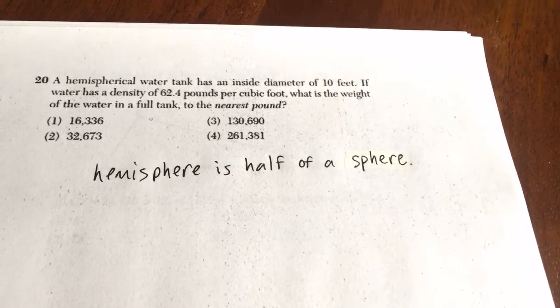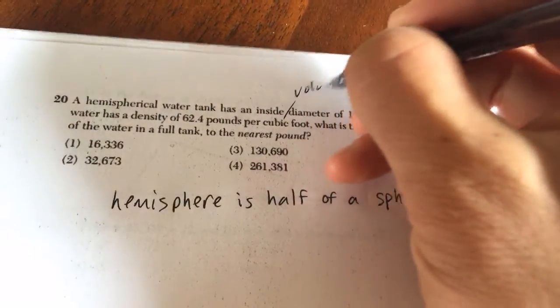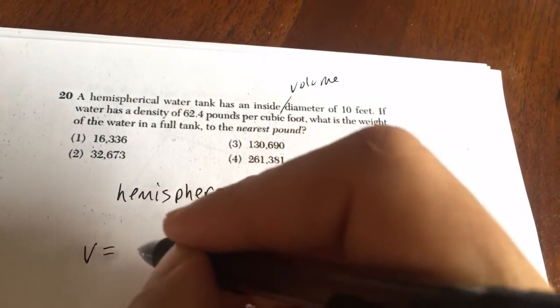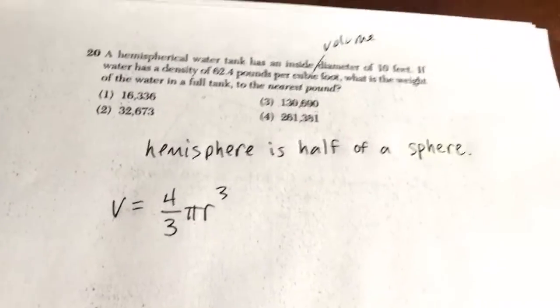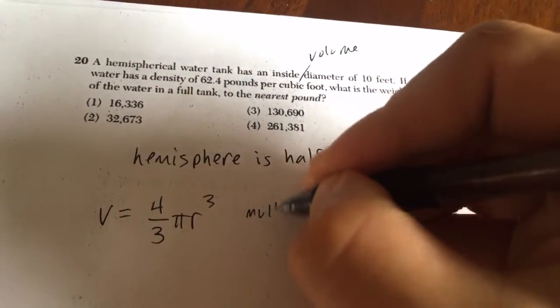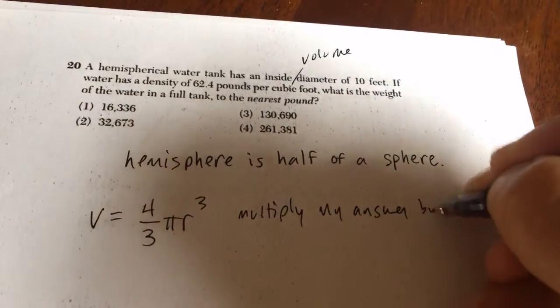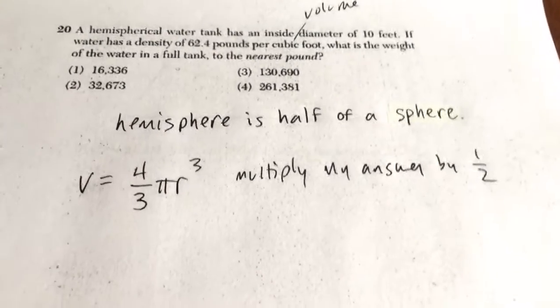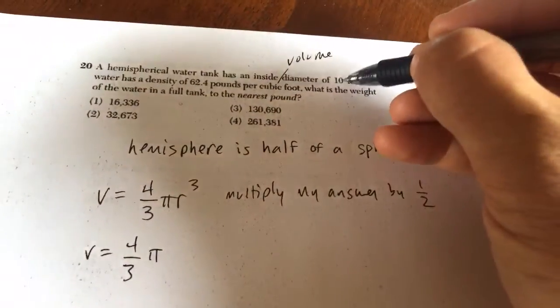In number 20, a hemispherical water tank has an inside diameter of 10 feet. If water has a density of 62.4 pounds per cubic foot, when I think cubic foot, I think volume. I know the volume of a sphere is 4/3 pi r to the third. Now, mind you, a hemisphere is half of a sphere, so I am going to multiply my answer by 1/2 when I'm done. I don't want to make this more complicated right now, so I'll pretend it's a whole sphere. So I'm going to do 4/3 pi. The diameter is 10, so the radius is 5.